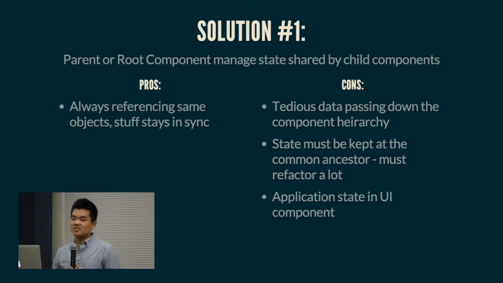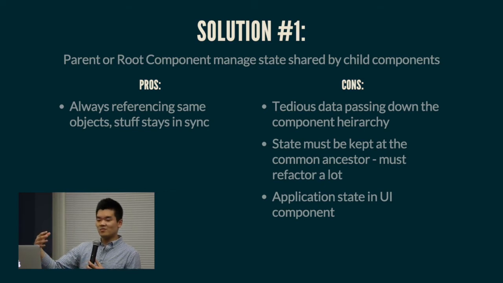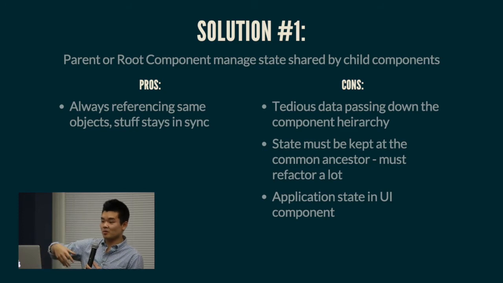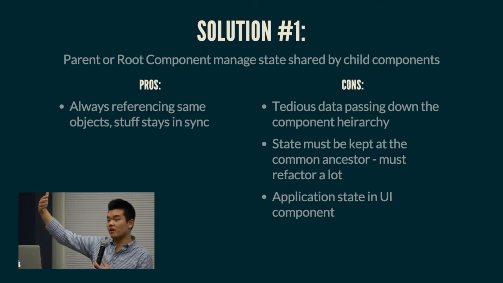The other problem was that state had to now live on the common ancestor. So if you had a component that needed some state, and it had a sibling component that needed the same state, then you just put it on the parent. But what if you have a component on the other side of the DOM hierarchy that also needs that state? Well, in this model, you now have to refactor that state to the common ancestor, which is probably something at the very top of your component hierarchy.